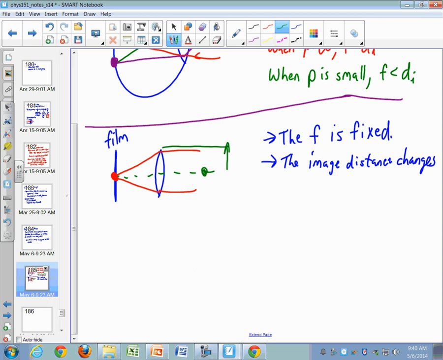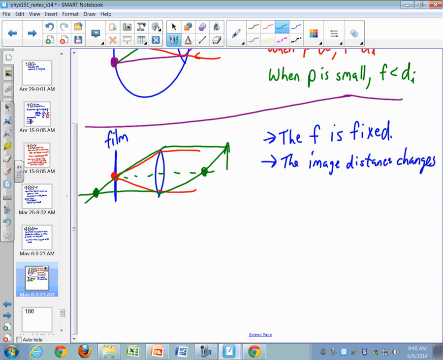I can draw a ray parallel to the axis and through the focal point. Remember, my focal point doesn't change here. Or I can draw a ray through the focal point and parallel to the axis. So my image is going to form back here. So I want to take this film and move it back here. Or you can take your lens and move it out. Here's the idea. You want to increase this distance so that the image is on the film.